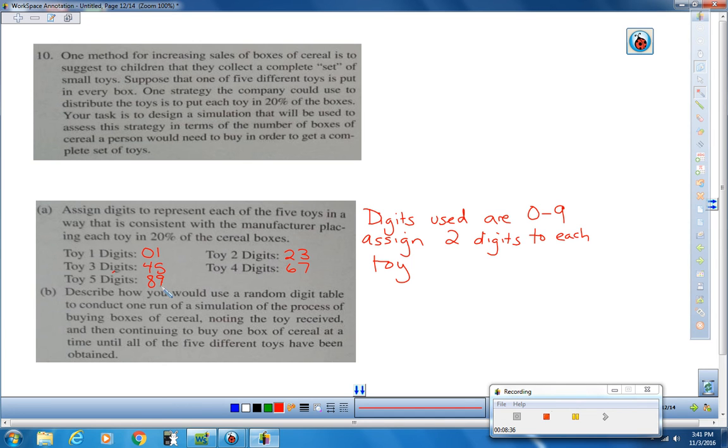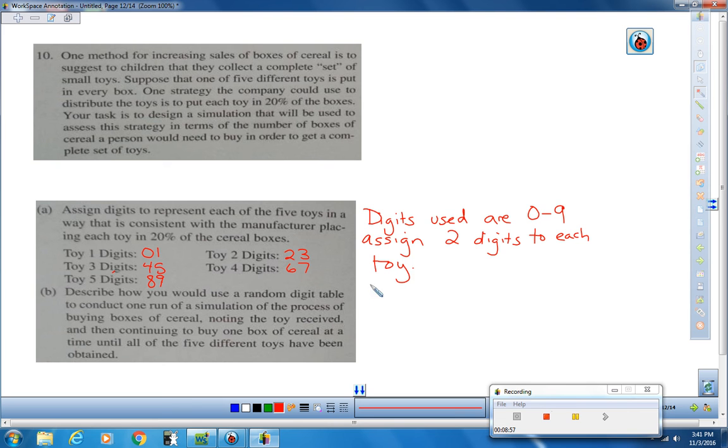Describe how we'd use a random digit table to conduct one run of a simulation of the process of buying boxes of cereal, noting the toy received and then continuing to buy 1 box of cereal until all 5 different toys have been selected. Okay, so I think I've already kind of started this explanation. We're going to use the digits 0 to 9. We're going to assign 2 digits to each toy. Then we would use the random digit table.